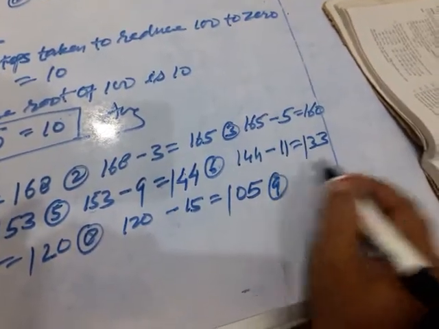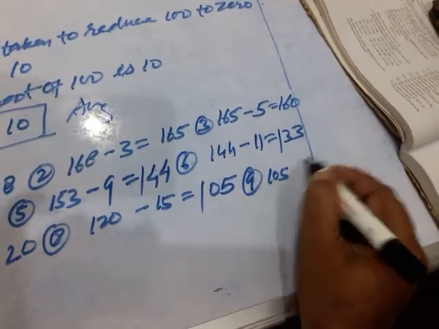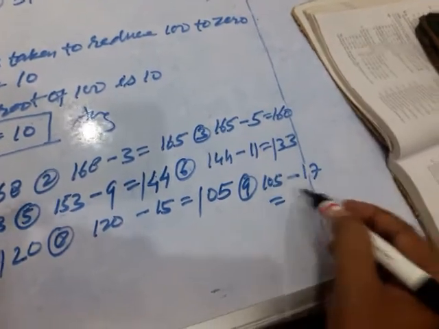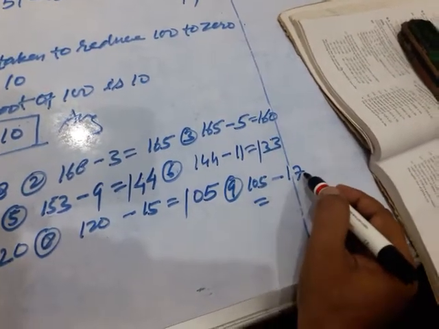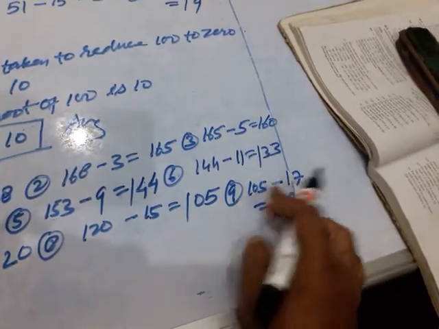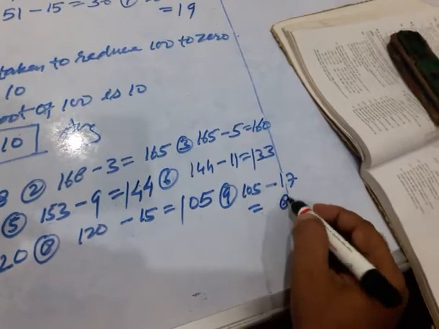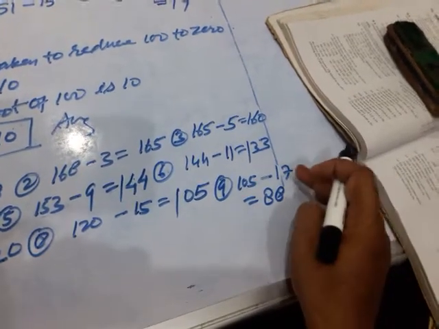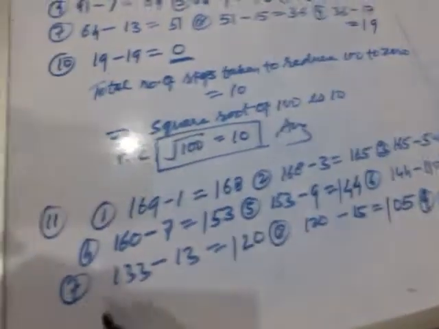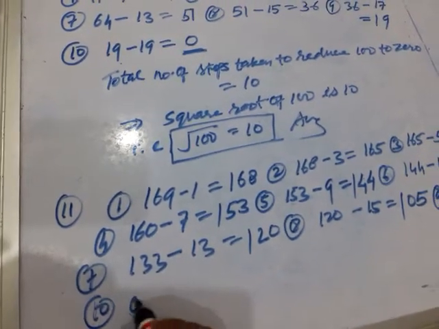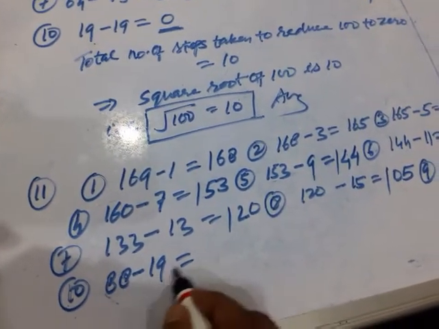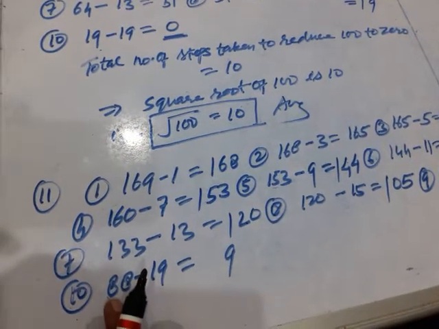And the ninth step is 105 minus the next odd number, 17, which equals 88. Okay children, see the difference, that is 88. The 10th step is 88 minus, after 17, 19, which equals 69.